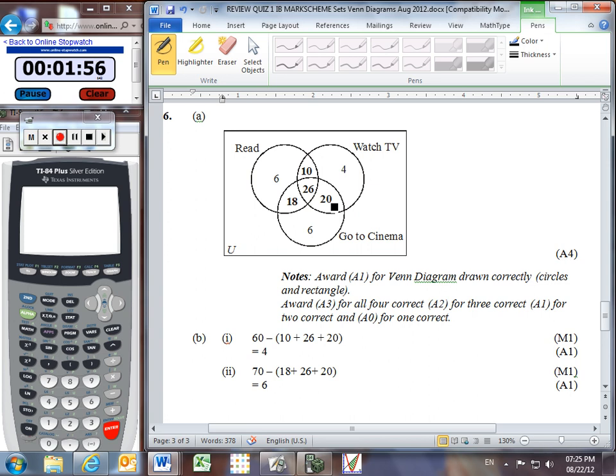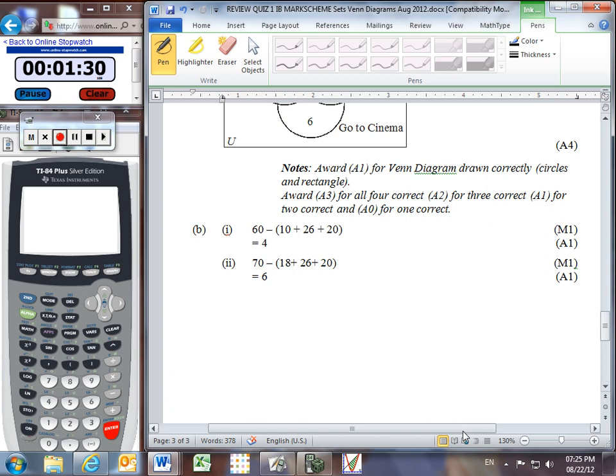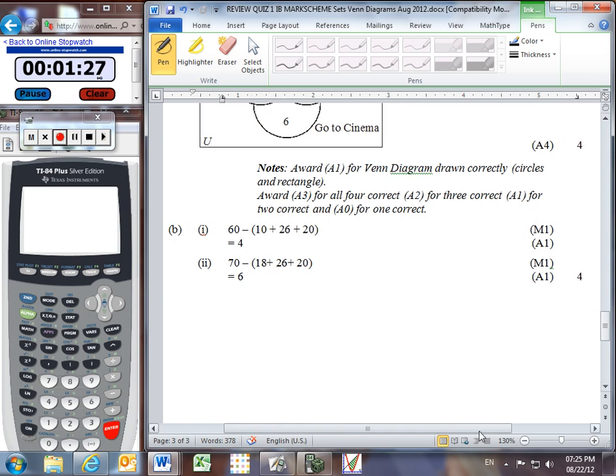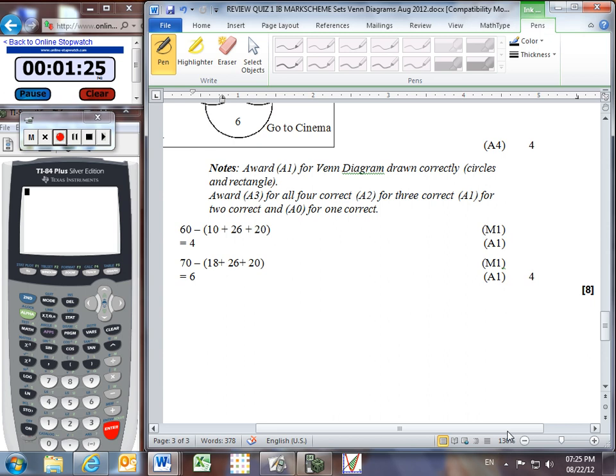So you've got 60 minus these 3. These are the ones who only watch TV. We can see there's 4 of them. And we'll take all of our cinema goers and we'll subtract the 18, the 26, and the 20 to find out that there's 6 people who, that's all they do as a leisure activity. They only go to the cinema. And I think that's it. And that gives, in number 6, a total, that's 4 marks in part B, yielding an 8-mark question.